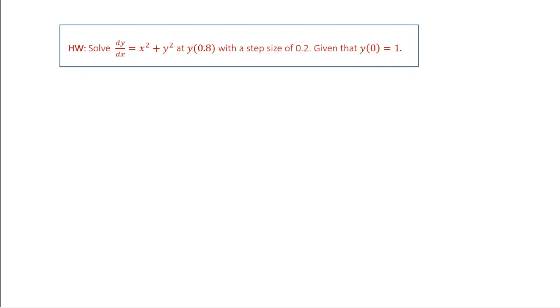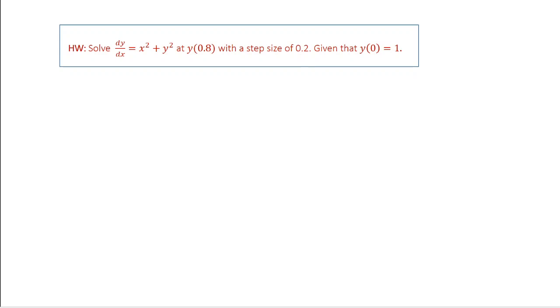Finally, there is an assignment for you. Solve dy by dx equal to x square plus y square at y of 0.8 with a step size of 0.2, given that y of 0 equal to 1. So at x equal to 0, y equal to 1. You need to find at x equal to 0.8 what is the value of y. Choose a step size of 0.2.